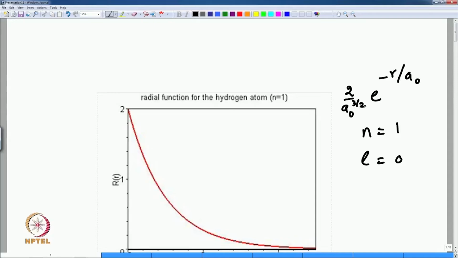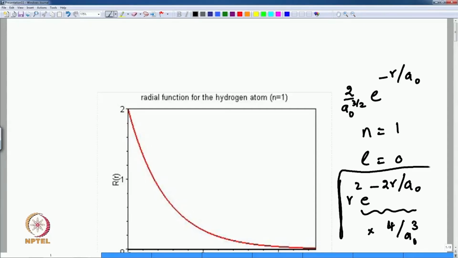Therefore, if you do that, the integral that you have to worry about for radial probability is r squared e to the minus 2 r by a naught, as this is the square of the radial function, and then you have it multiplied by 4 by a naught cubed. So, this is the radial probability, this is the radial function.